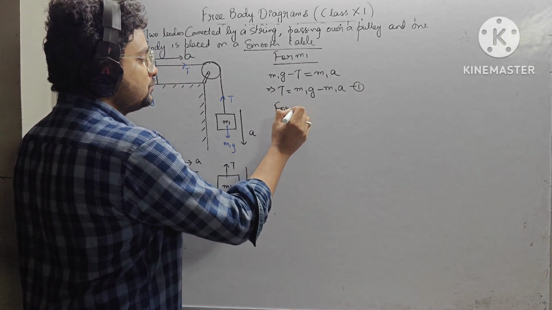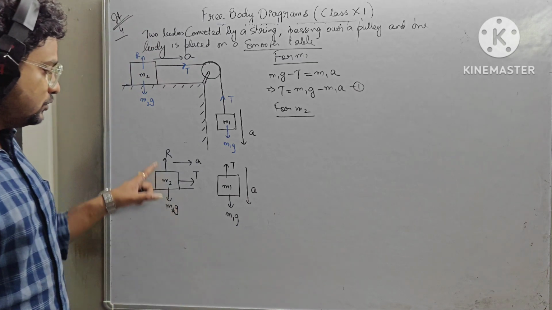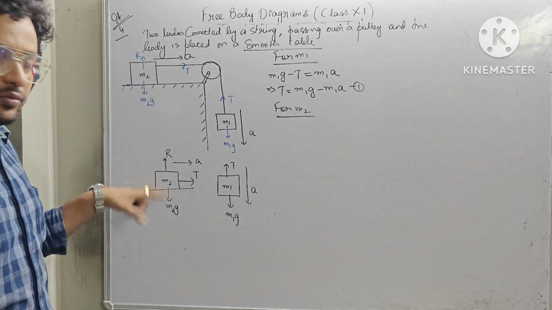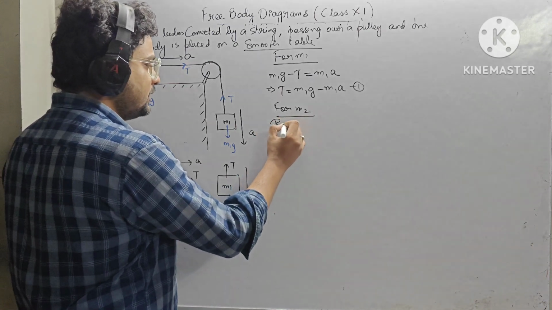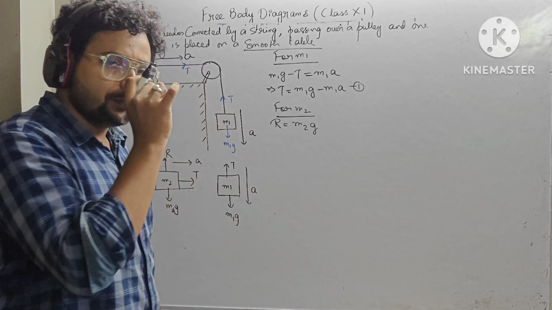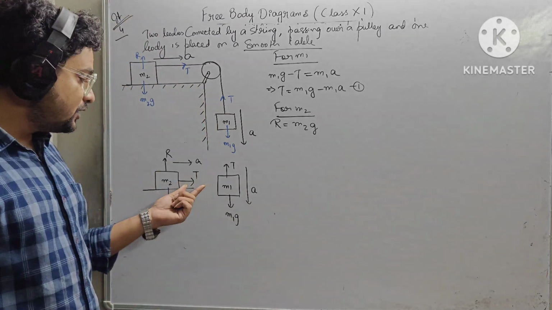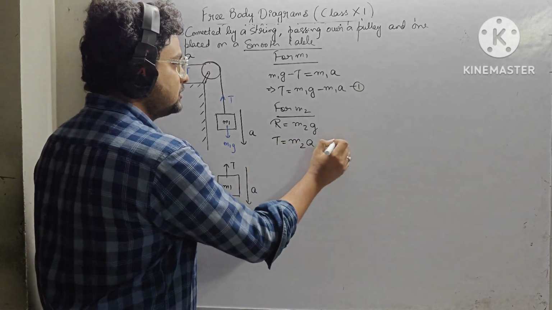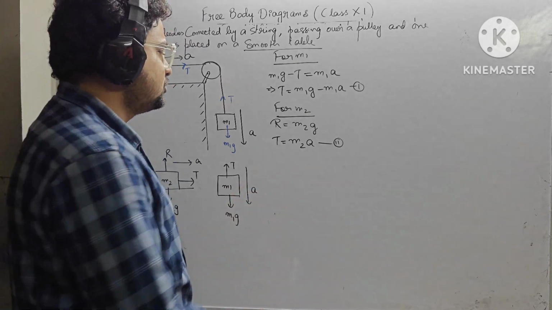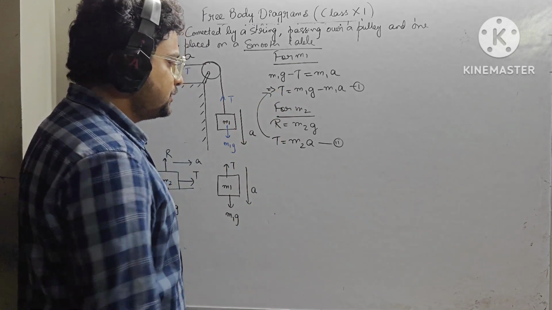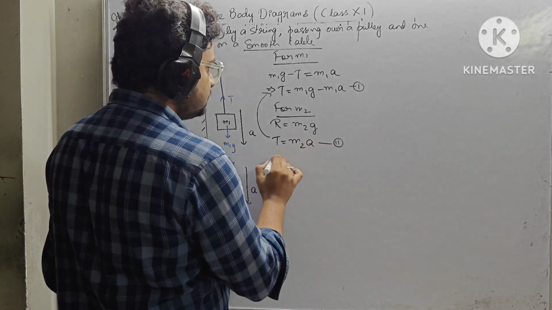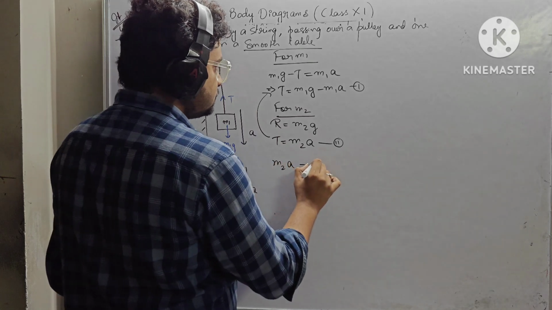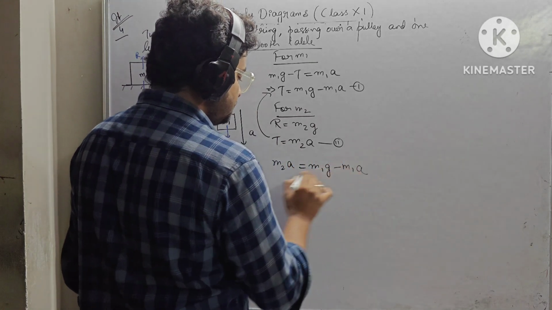For M2. Now see, for M2, first we have the vertical forces, but we know that vertically the body is not moving, so these two forces are balancing each other. So I can write R equals M2G. In the horizontal direction there is only one force, that is T, and T will be equal to mass into acceleration. Now very easy to solve. Just put this value of T over here. So I will get M2A equals M1G minus M1A.